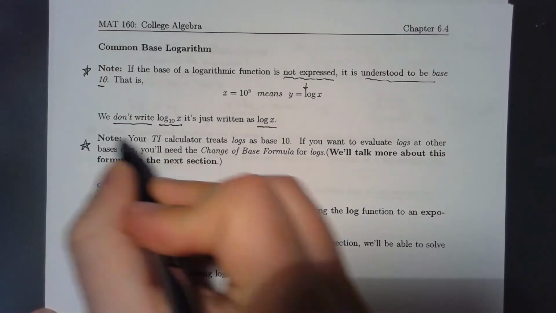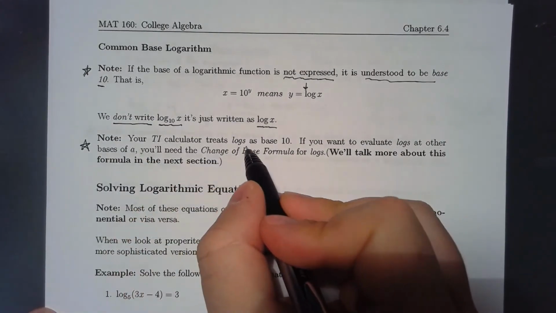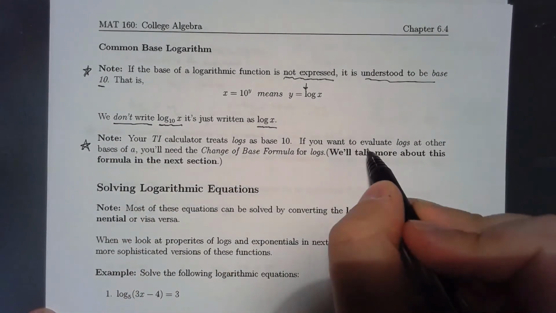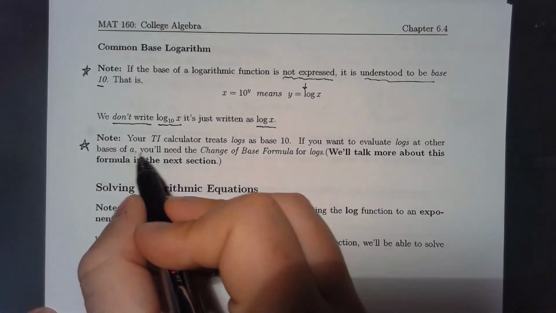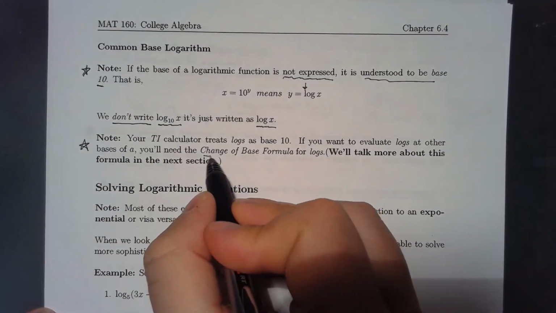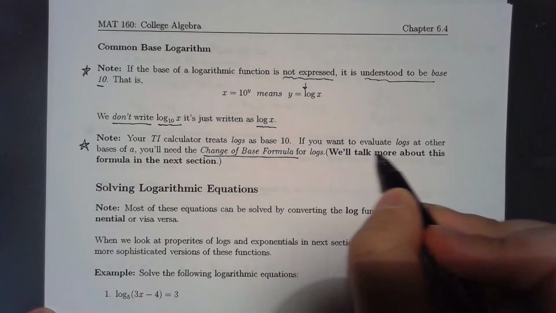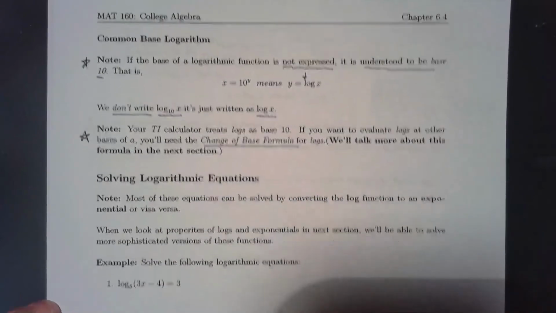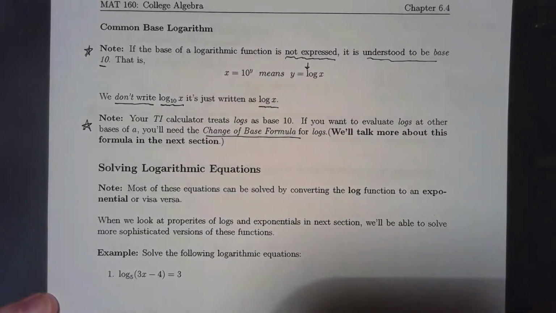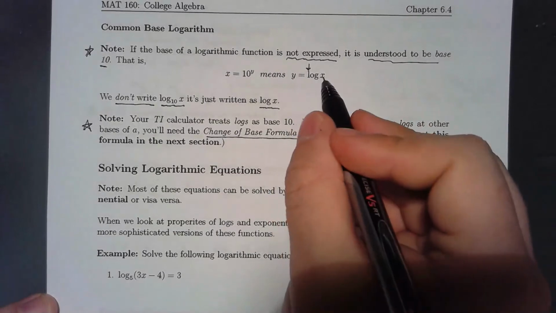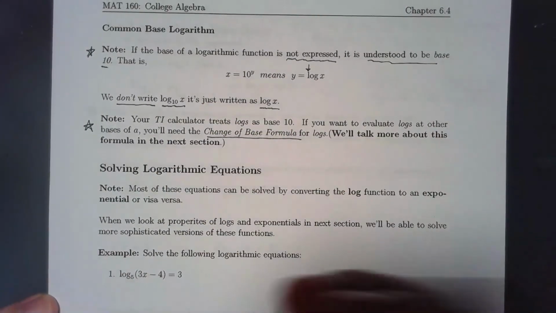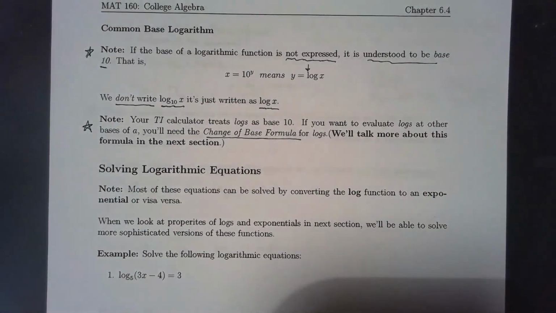And like I said, your TI calculator treats logs as base 10. If you want to evaluate logs at other bases of a, you'll need the change of base formula for logs. And we'll look at that in the next section. But basically, if you want to evaluate your logarithm at values other than base 10, like base 7, base 3, base 2, base 5, whatever, you have to use the change of base formula.